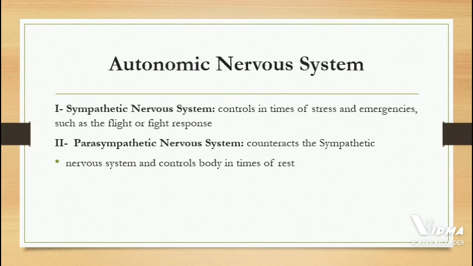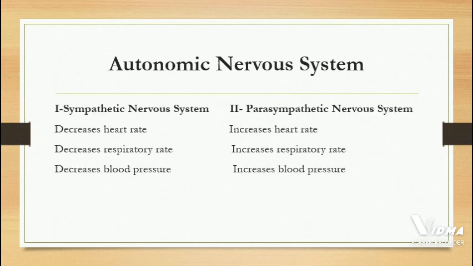Okay, so coming to the next slide, these two nervous systems have a basic difference, that is the sympathetic nervous system and the parasympathetic nervous system. There are three factors: heart rate, respiratory rate, and blood pressure. In the case of the sympathetic nervous system, it decreases, whereas in the case of the parasympathetic nervous system, it increases.